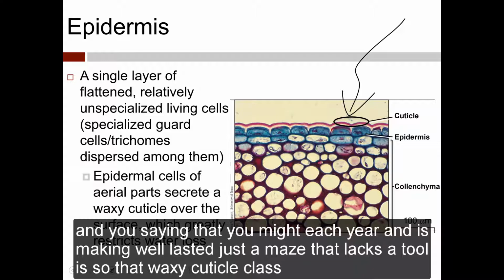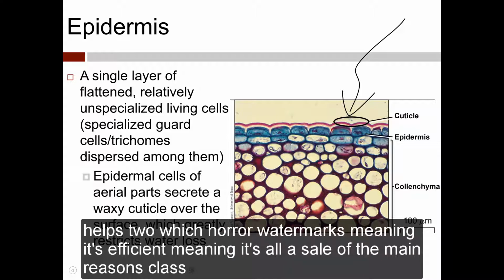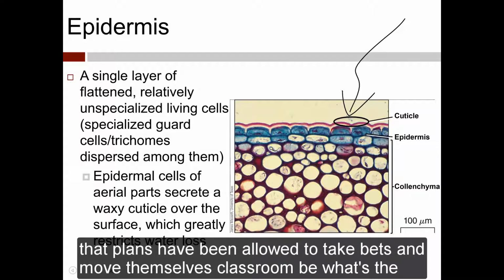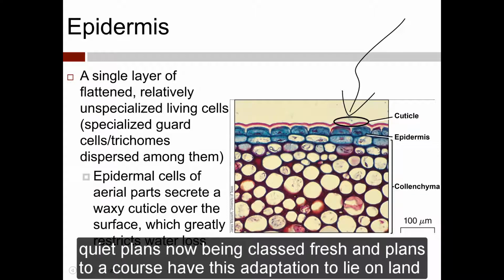So that waxy cuticle helps to retard water loss, meaning it's efficient. Meaning it's, I would say, one of the many reasons that plants have been allowed to move themselves from being once aquatic plants to now being terrestrial plants, to, of course, having this adaptation to life on land.